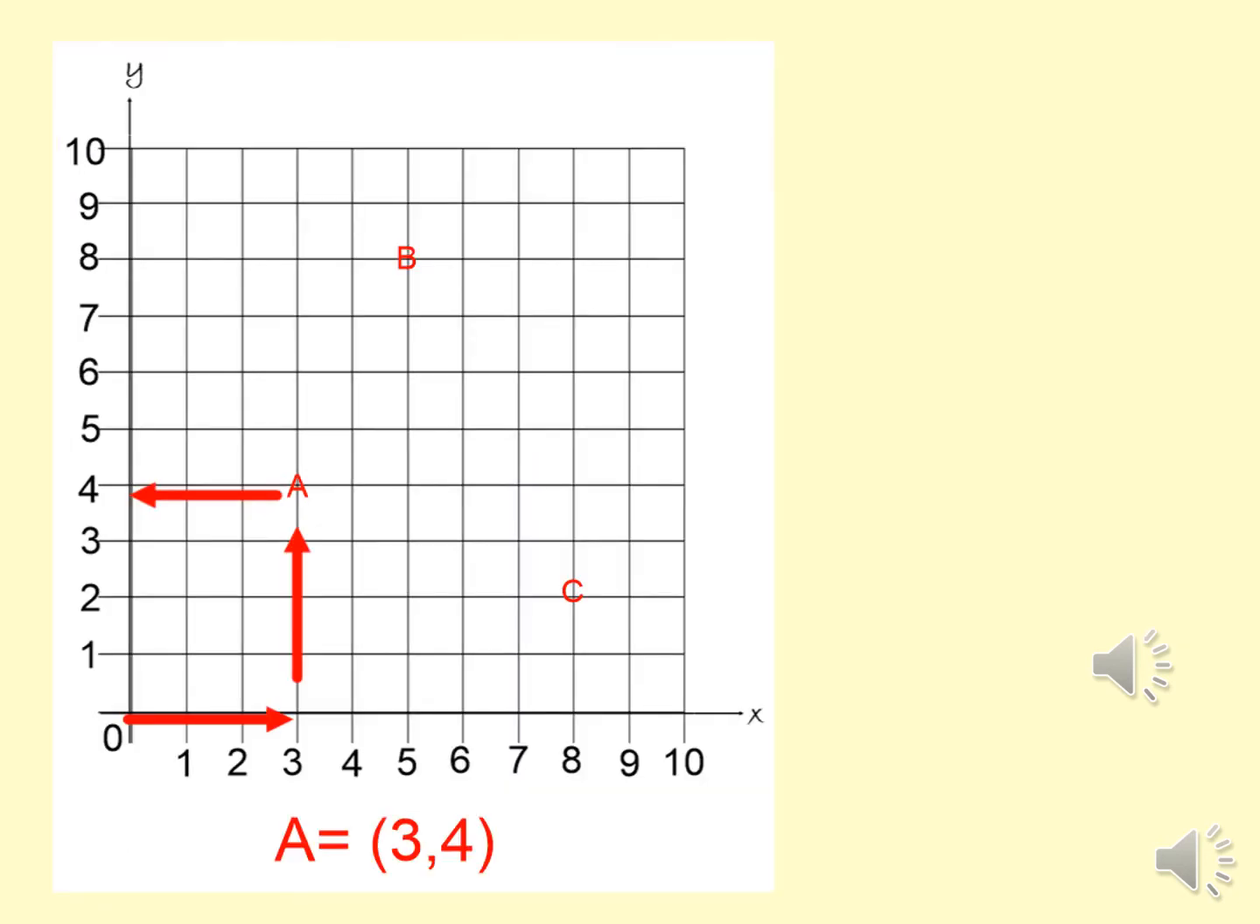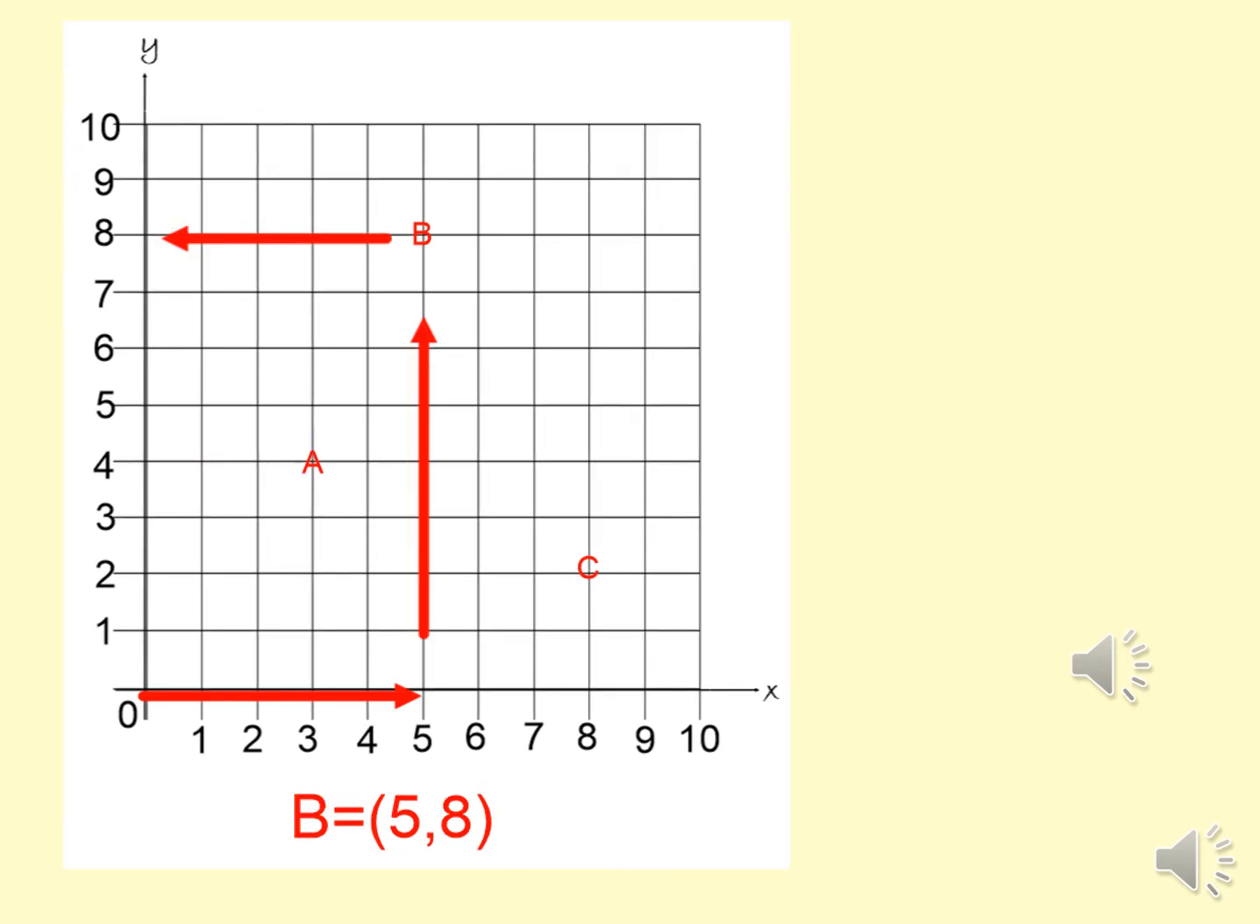The coordinates of point A are 3, 4. We go along the x-axis first, and A is in line with the number 3 on the x-axis. So our first part of the coordinate is 3. Our second part is on the y-axis. So we go up the side and we find that A is level with the number 4. So our coordinate is 3, 4. We put the number on the x-axis first and the number on the y-axis second.